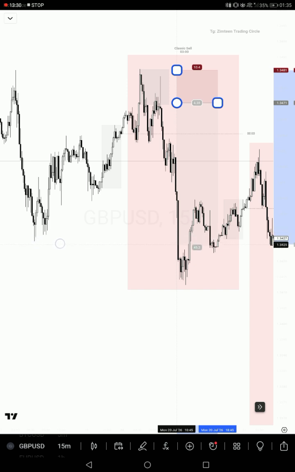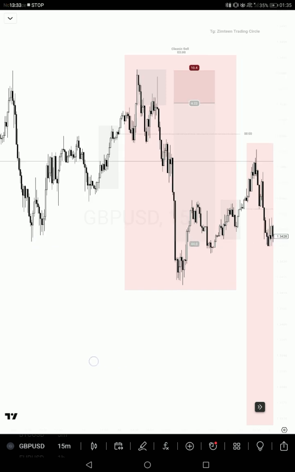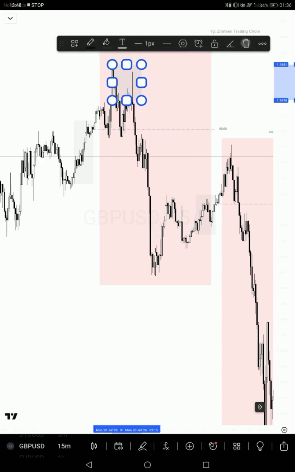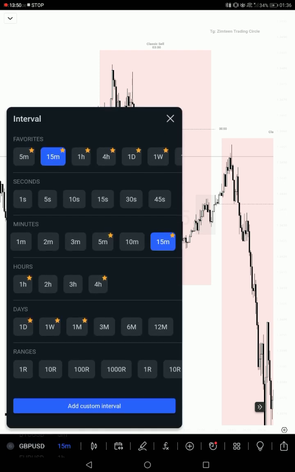And you target 4 RR. That's not bad to start the week with. We target 4 RR immediately. Now let's move back to the 1 hour time frame for the Tuesday, Wednesday, Thursday and Friday's price action.